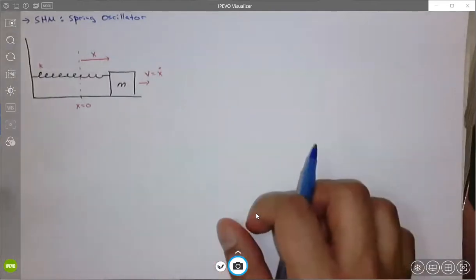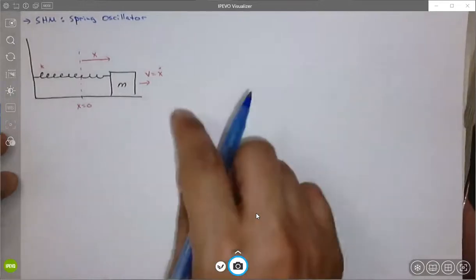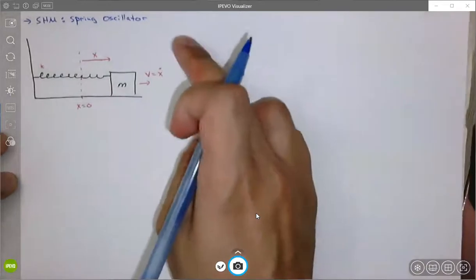Hey, welcome back to Advanced Mechanics. We're going to be looking at our second example here. The first example was done in the introduction video for Lagrangians. So this is our second example.